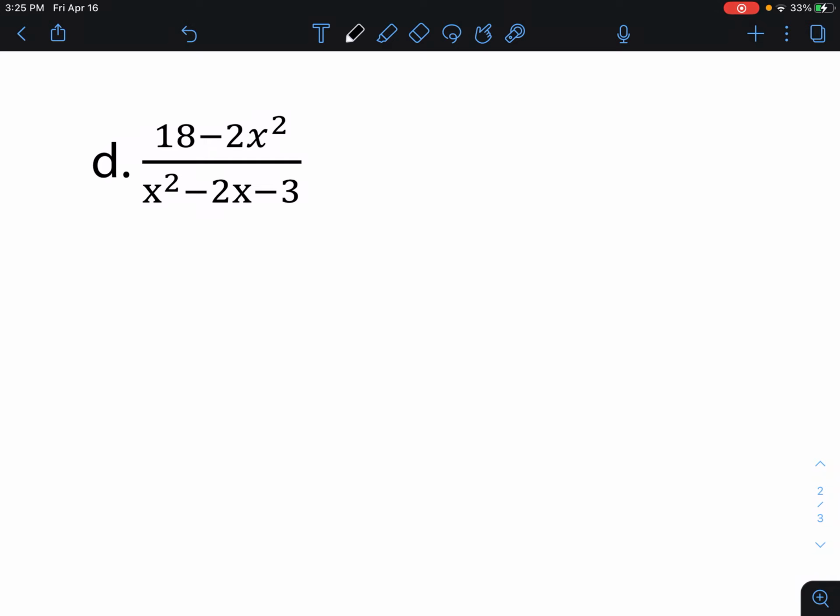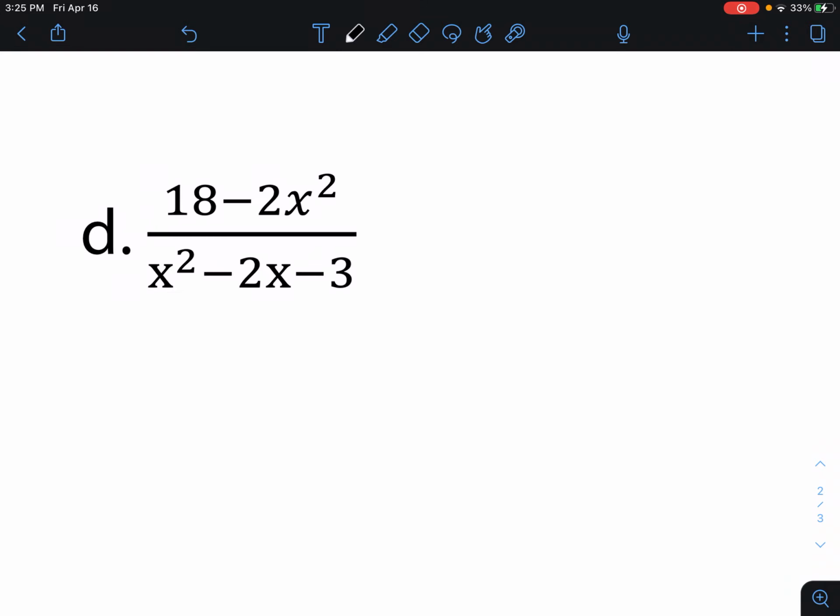So this one has a trinomial in the denominator. It has a binomial in the numerator. There's nothing obvious that stands out that we should probably do first. So I would suggest we just factor something. So I'm just going to factor the numerator. Oh, I see where this is going. All right. This one's tricky. Let's do this. We'll factor the numerator.